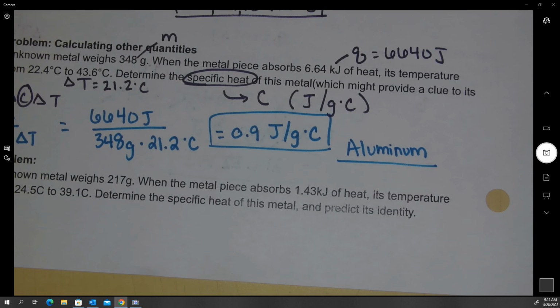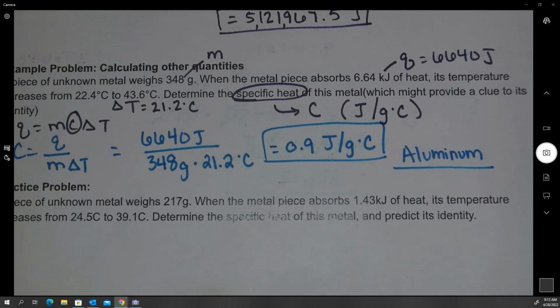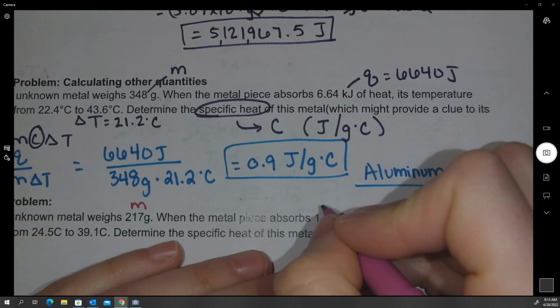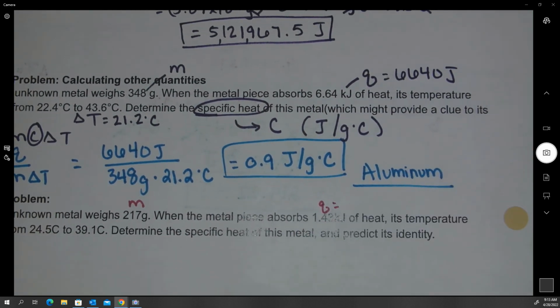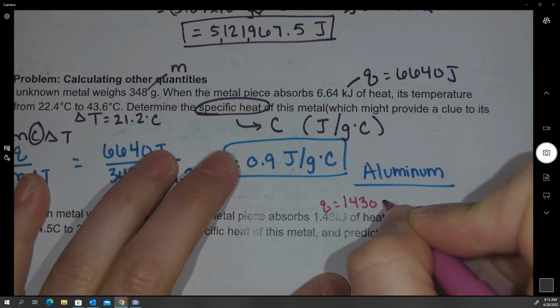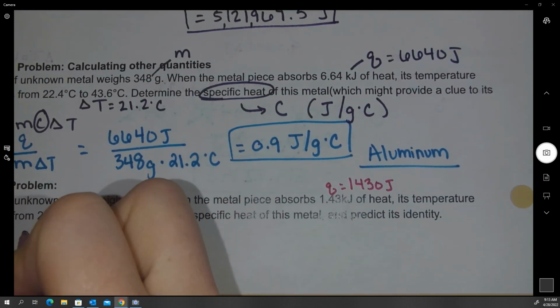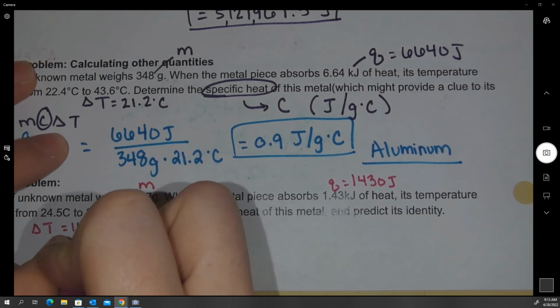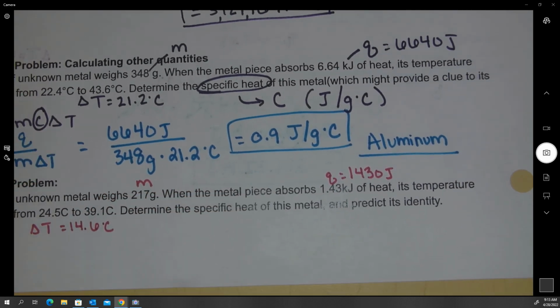All right, so we've got our mass. We've got our Q, and we need to update our Q to be in joules, so that's going to be 1,430 joules. Our change in temp is going to be, what did I write down? 14.6. And now we can plug in.